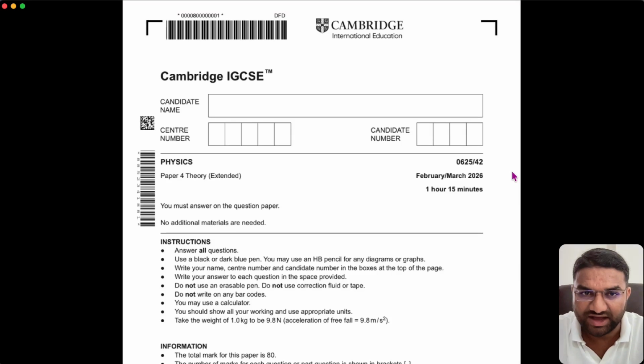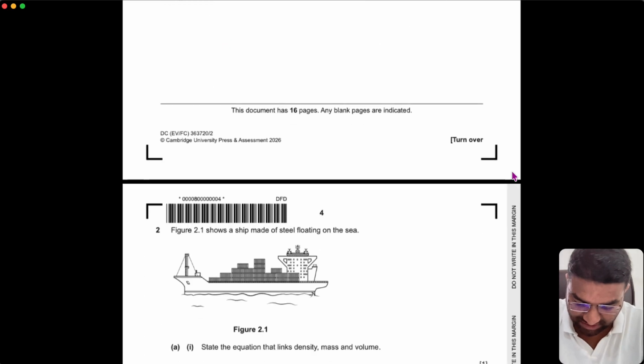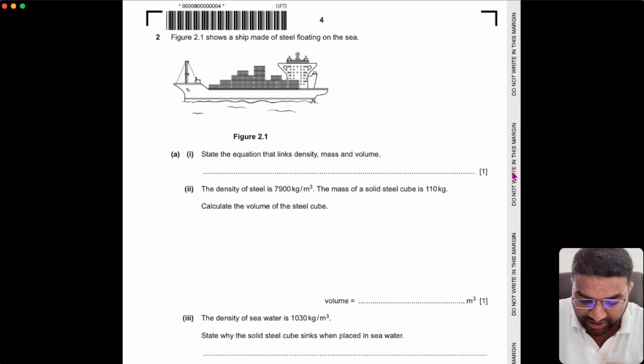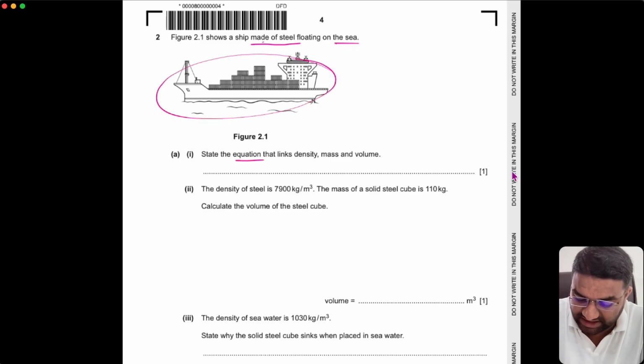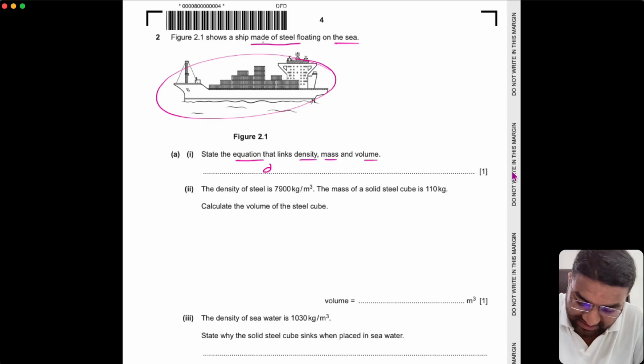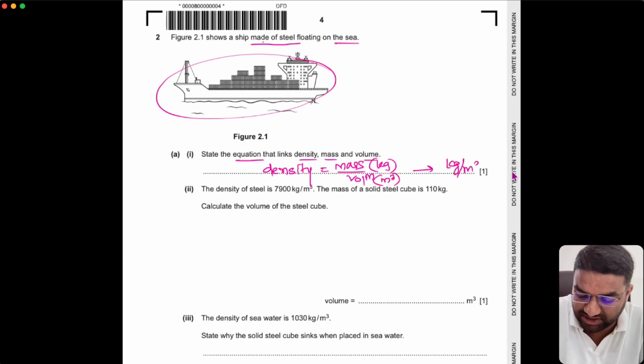So today we have to discuss an IGCSE Physics paper 4 question from the February-March 2026 paper, this year's paper. It's question number 2. Here figure 2.1 shows a ship made of steel floating on the sea. The first part is the equation that links density, mass and volume. I hope you know it: density is equal to mass by volume. Here mass is in kg and volume is in meter cube, so density has the unit kg per meter cube. Add these things, that's a value addition.